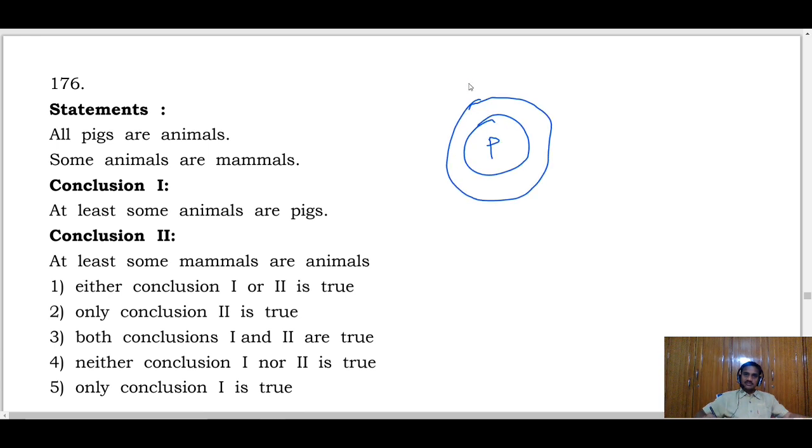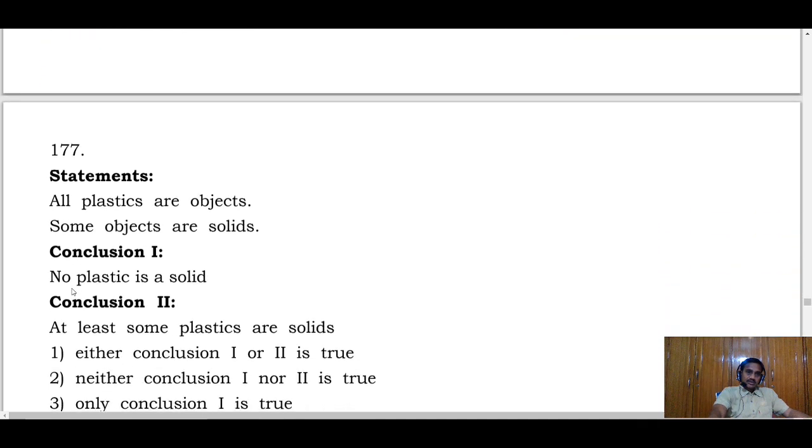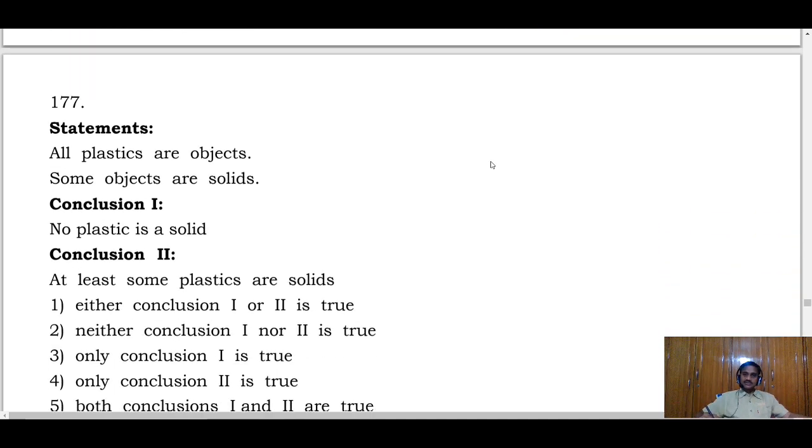Then next one, 176. All pigs are animals. And some animals are mammals. Some of the animals are mammals. Some animals are pigs is definitely true. And some mammals are animals is also true. And so both the conclusions are true. That is choice 4, 176. Okay, so 176, choice 3.